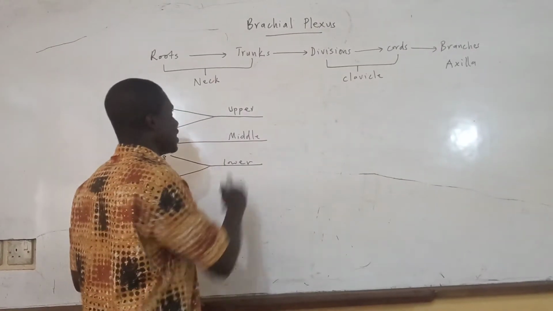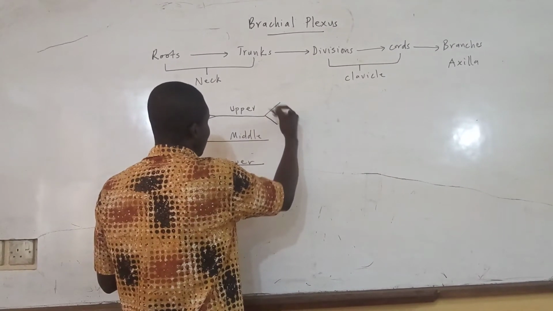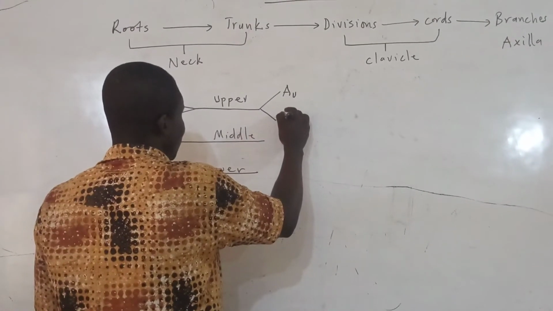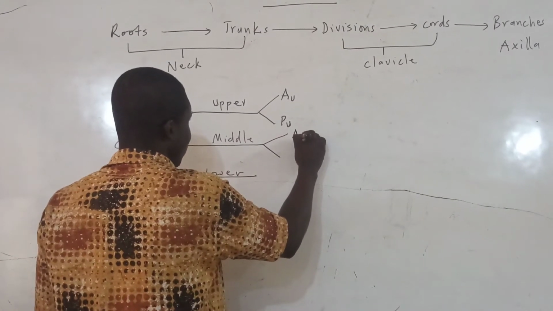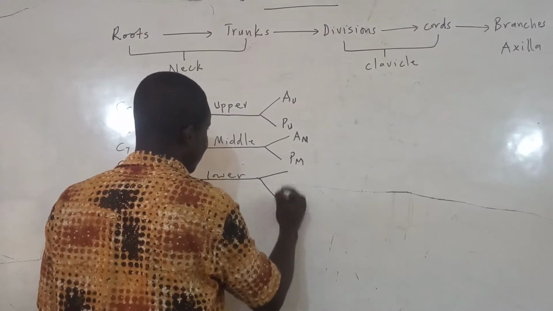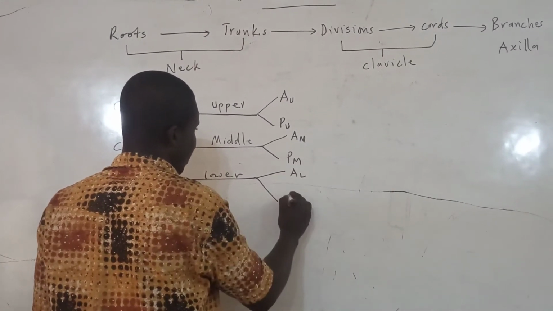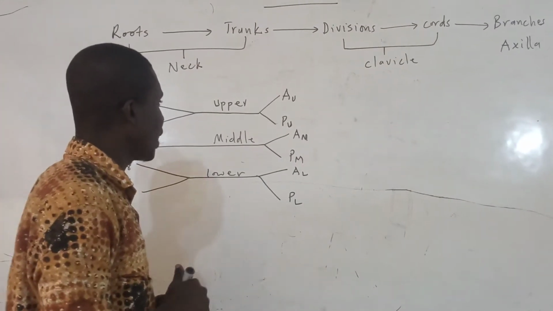Now, these trunks will divide, each of them, into an anterior division and posterior division. So let's say the anterior division of upper trunk, posterior division of upper trunk, anterior division of middle trunk, posterior division of middle trunk, anterior division of lower trunk, and then posterior division of lower trunk. So that's how the divisions happen.